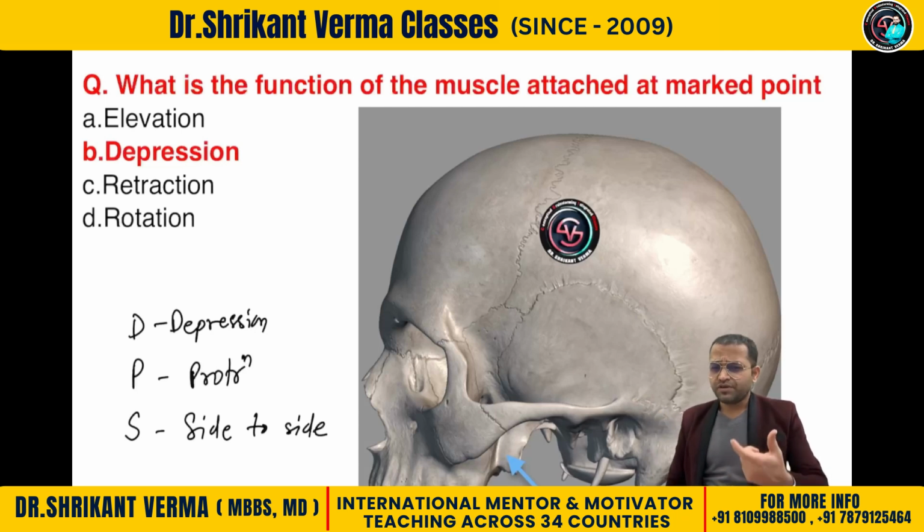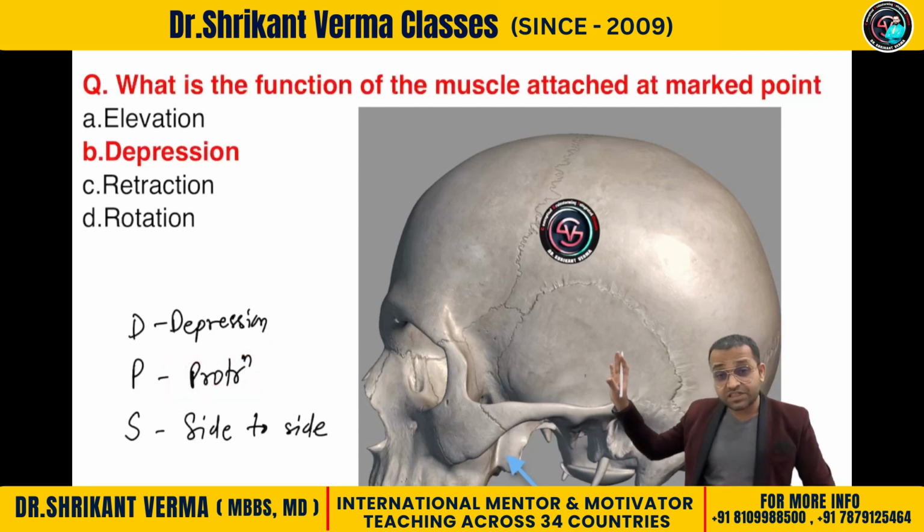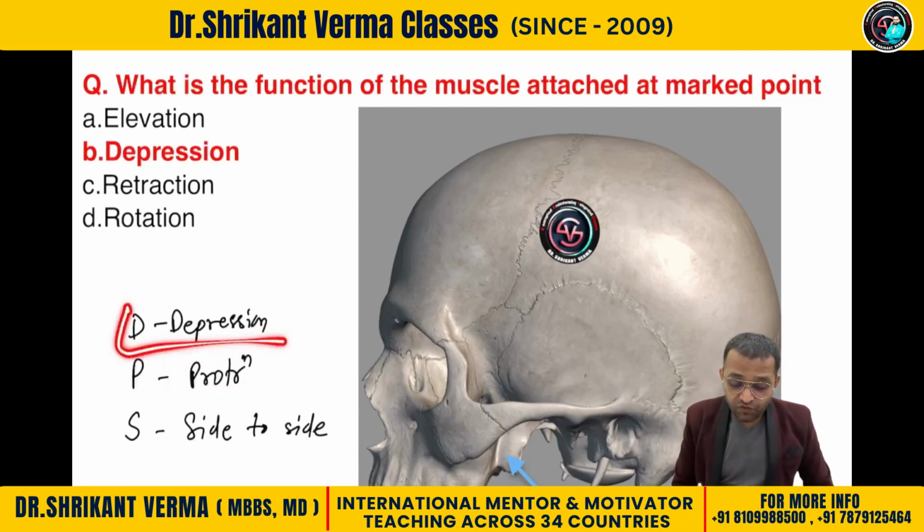This is a favorite question of INICET. Previously, in 2016-17, they asked a similar kind of question where they created a controversy. They gave depression also and protraction also. So go with the latest edition of Gray's Anatomy. According to the latest editions of Gray's Anatomy, the main depressors of the jaw are the geniohyoid and the digastric muscle. In such a controversial pattern, if such options are given, definitely you have to go for depression.